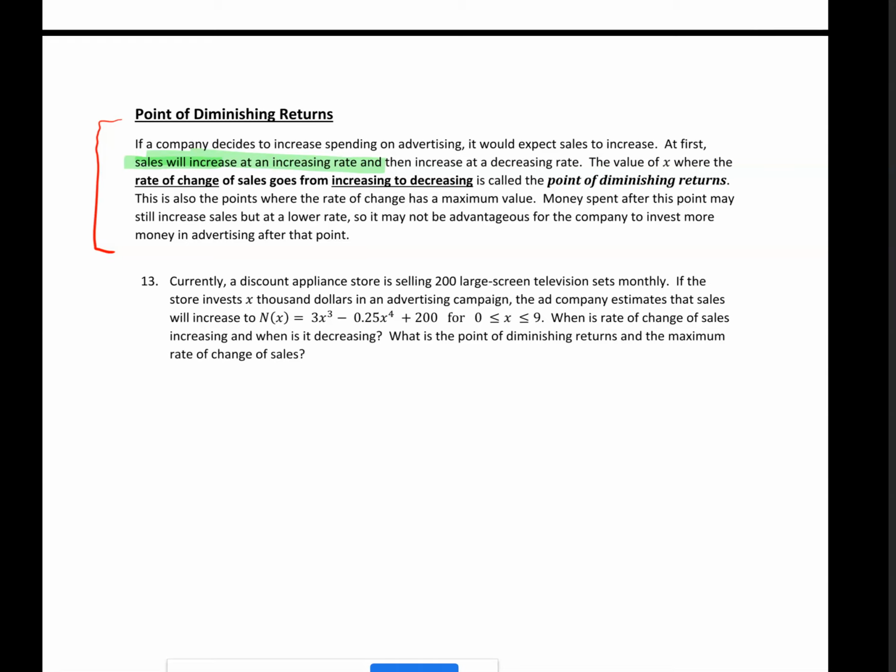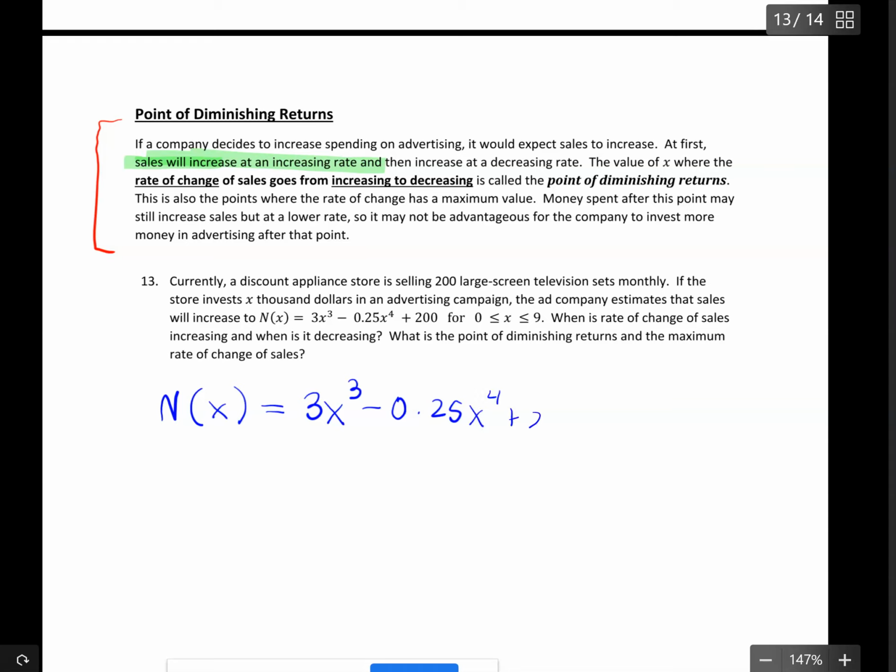My input is only going to work between, they're only willing to invest between $0 and $9,000. That's what that domain is telling us, right? We're going to invest between $0 and $9,000. So I'm going to write that out. So $0 and technically this means $9,000, and this is money invested. So always understand your function before you try to work with it. And it wants to know, when is the rate of change of sales increasing and decreasing, and what is the point of diminishing returns? So that's what I'm going to jump to real quick.